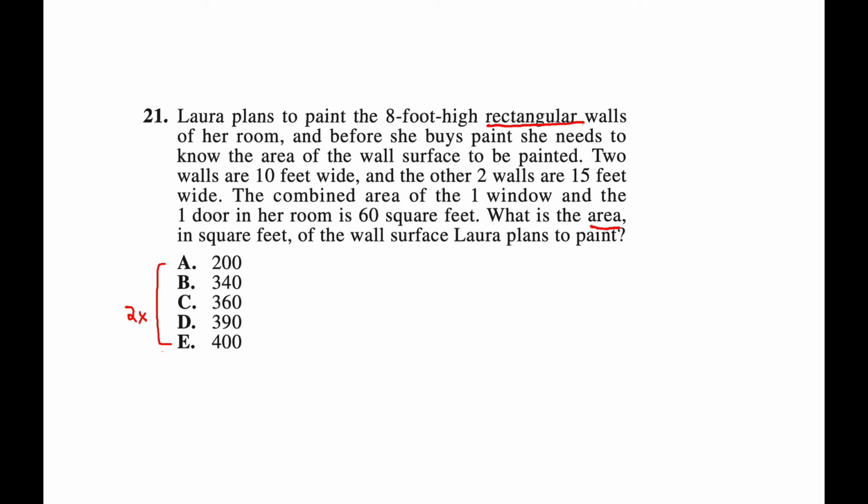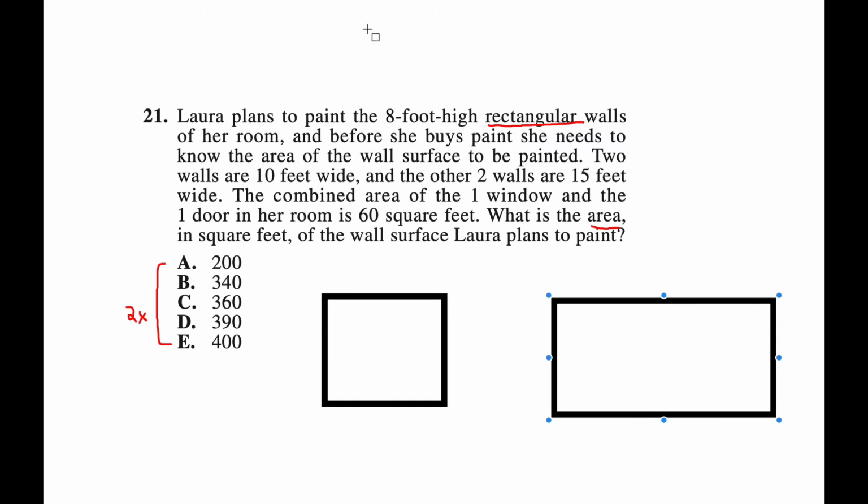One way we can start this question, as always, is just to sketch out a basic picture of what's going on. So we have one 8-foot-high rectangular wall by 10 foot. So let's make it like that. And then the other one is 8 feet by 15, so I'll write that out as well. And then I'll label these. So this is 8 feet, and this is going to be your 10 foot. This is going to be 8 feet, and this will be 15 feet.